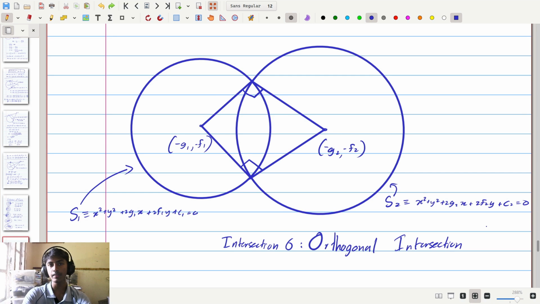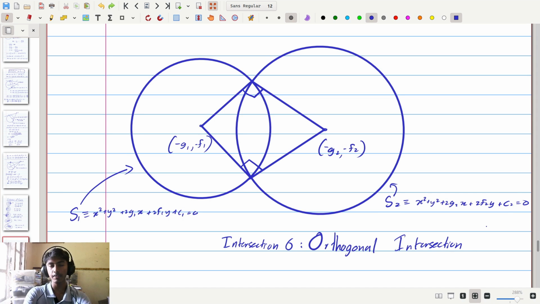Now then, given this information, let's try and figure out the condition that we can use in order to see whether two circles intersect orthogonally. In order to do this, I have defined the first circle S1 as being given by this equation, where the center point is negative g1 comma negative f1, and the constant is c1. And the second circle S2 is given by the center negative g2 comma negative f2 and the constant c2.